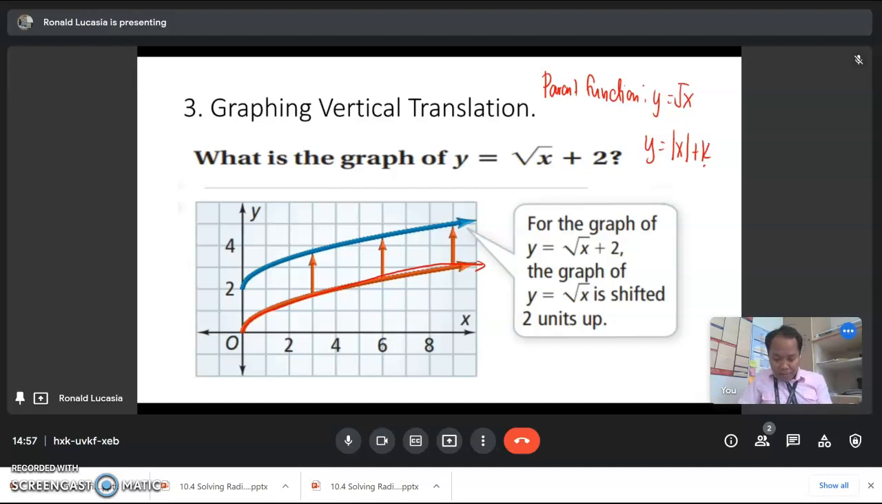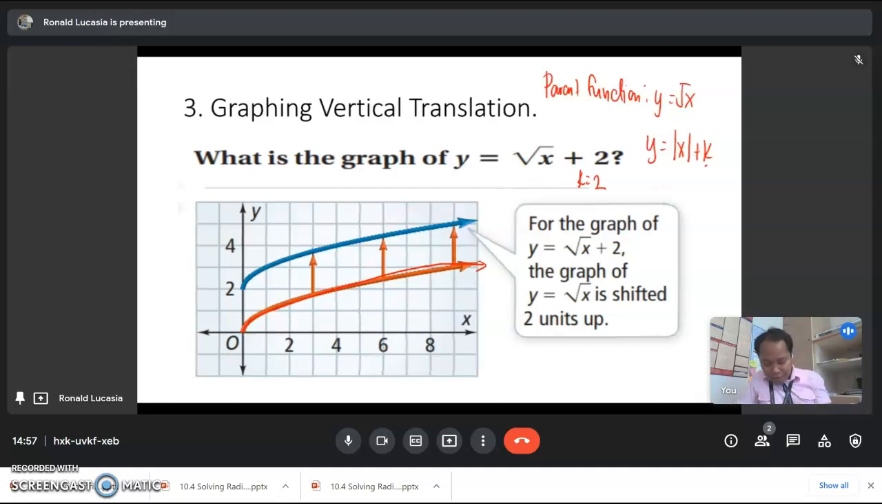In this case, our k is equal to positive 2, which means the graph of y equals the square root of x plus 2 is the same as the parent function y is equal to the square root of x. However, the graph of y equals the square root of x plus 2 is shifted 2 units up. So from here, you count 1, 2. That's why this is the graph of the function y is equal to the square root of x plus 2.